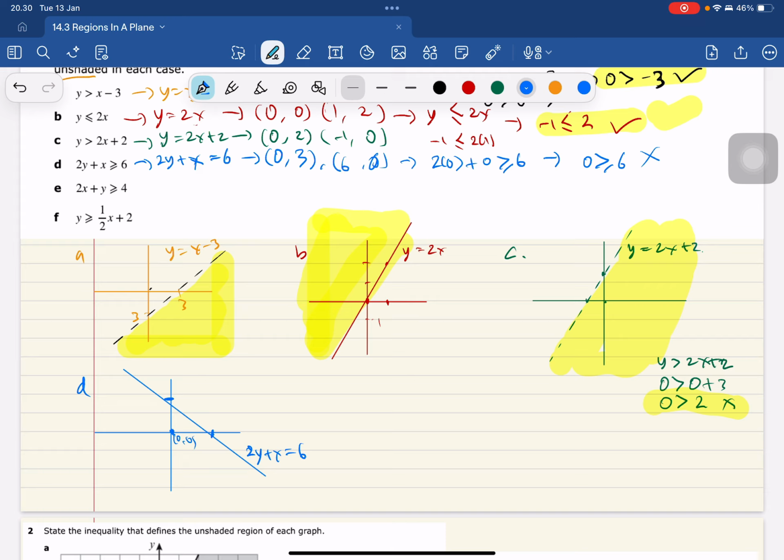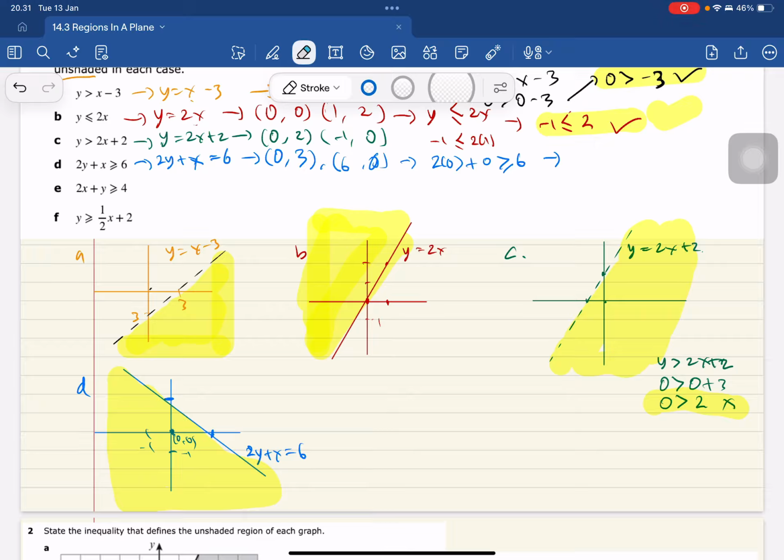So let us use minus 1 and minus 1. It's going to be minus 2 plus minus 1, which is minus 3. So this is the unwanted area because the inequality is incorrect. Yeah, the unwanted. Because this does not satisfy the inequality, we can double check again if this is true or not.